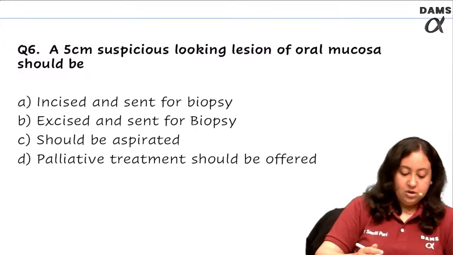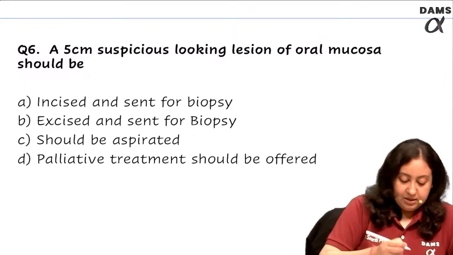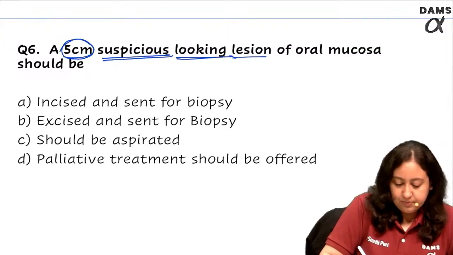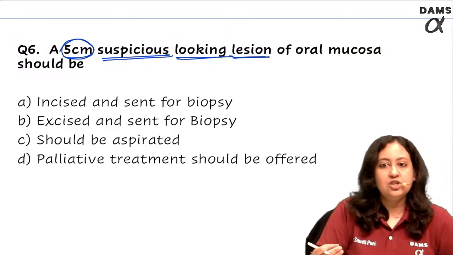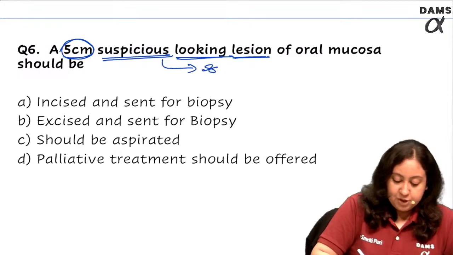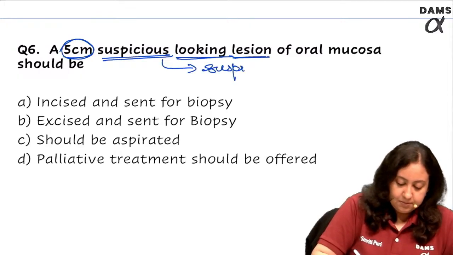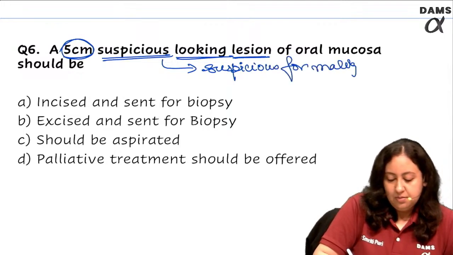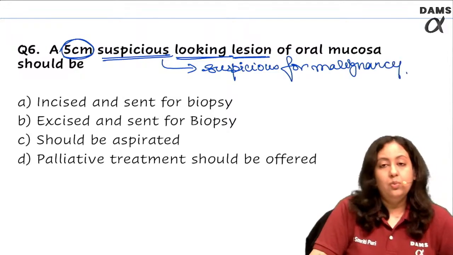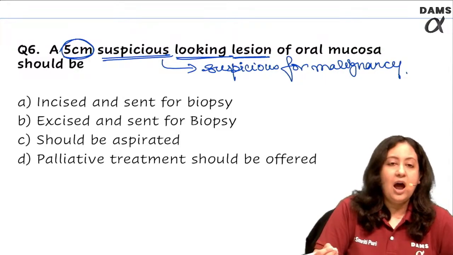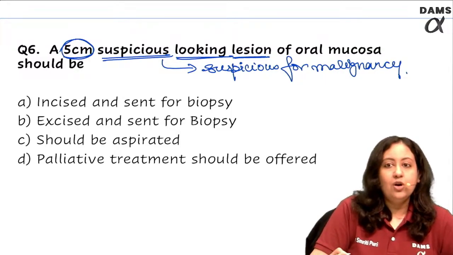Okay, very good. So I have a few answers. Yes, so let's see what the question says. A 5 centimeter suspicious looking lesion. Suspicious looking lesion means it is definitely not looking benign. It is suspicious for malignancy. Alright. So whenever the lesion is more than 2 centimeters and it is suspicious looking, we go for incisional biopsy.